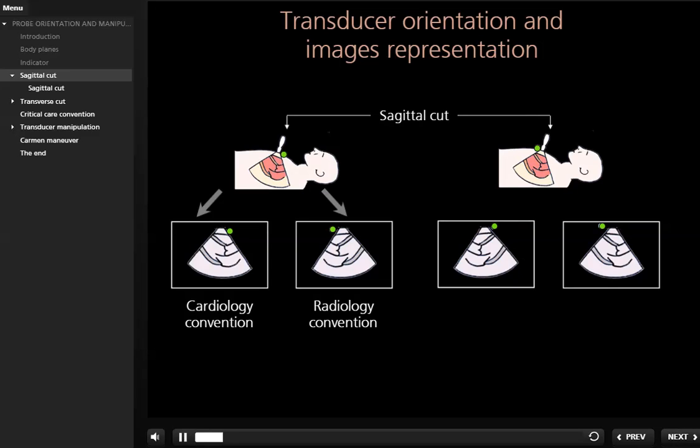In the sagittal plane, combining 2 by 2 the positions of the indicators of the transducer and of the monitor give 4 possibilities. Cardiologists historically choose directing the transducer indicator towards the head and the monitor indicator towards the right of the screen. Radiologists historically choose to direct the transducer indicator towards the head and the monitor indicator towards the left of the screen.